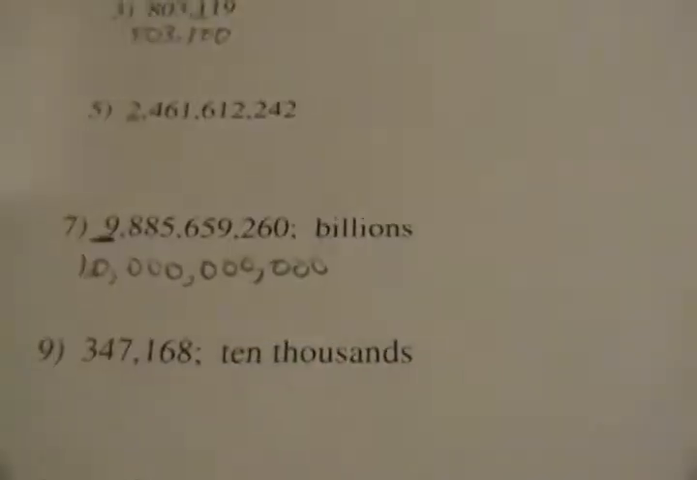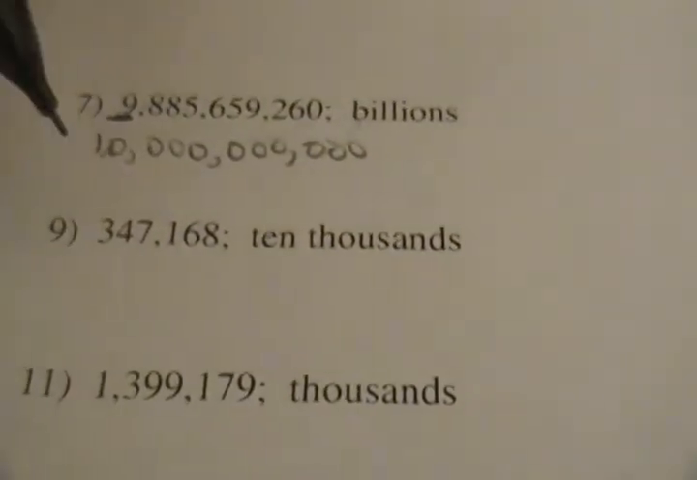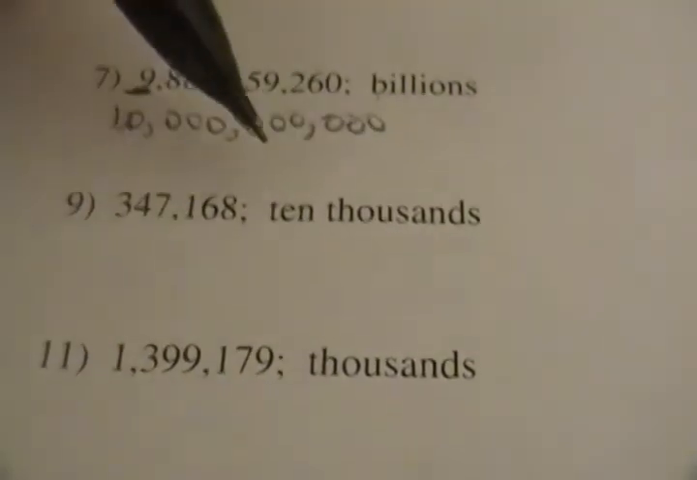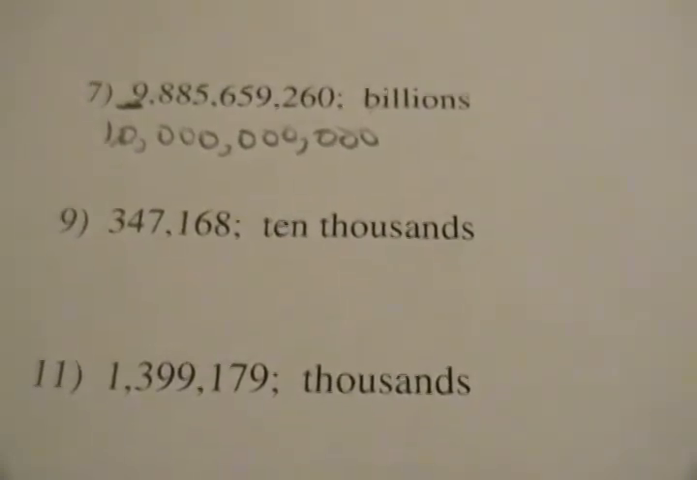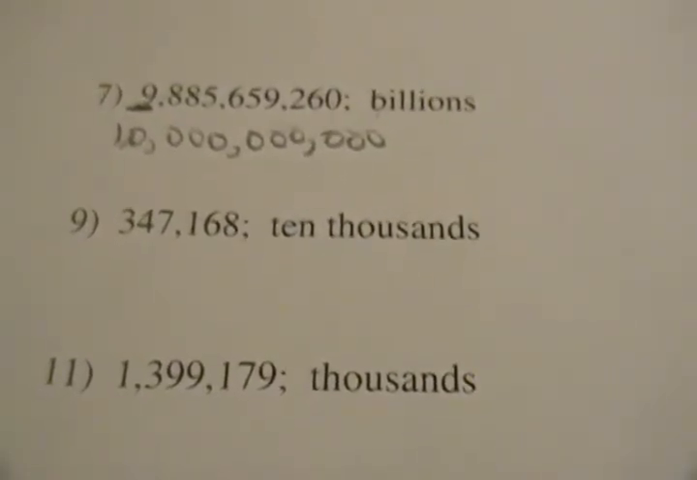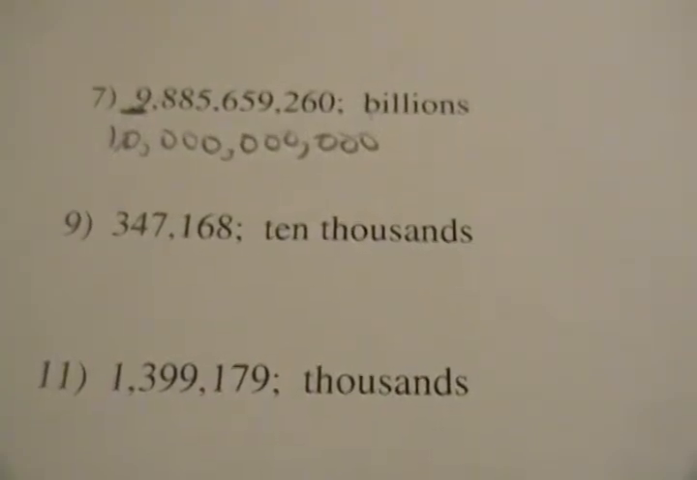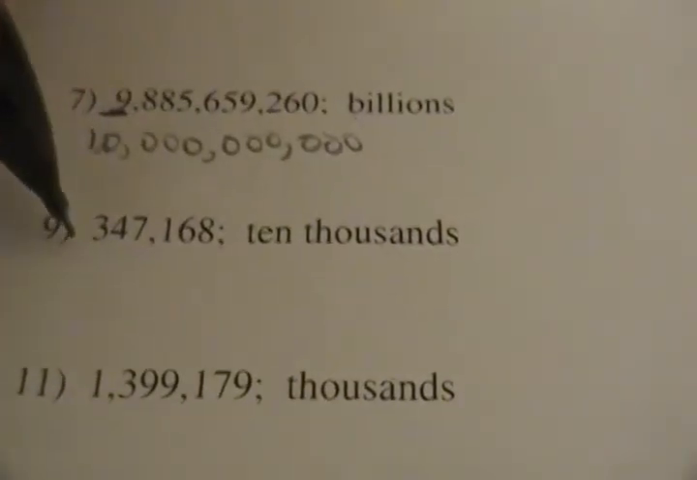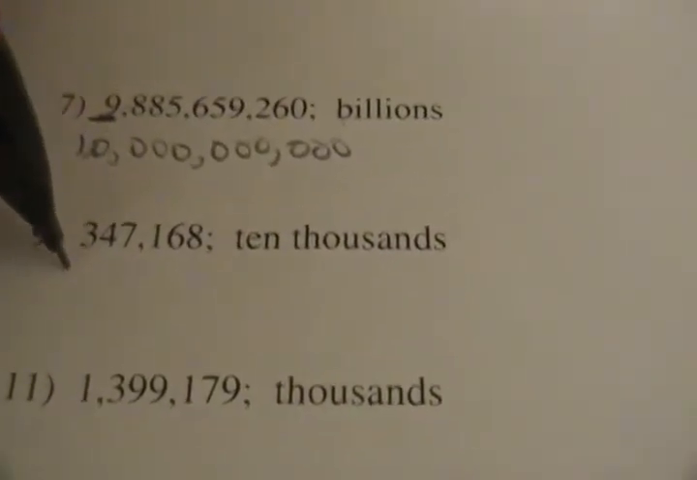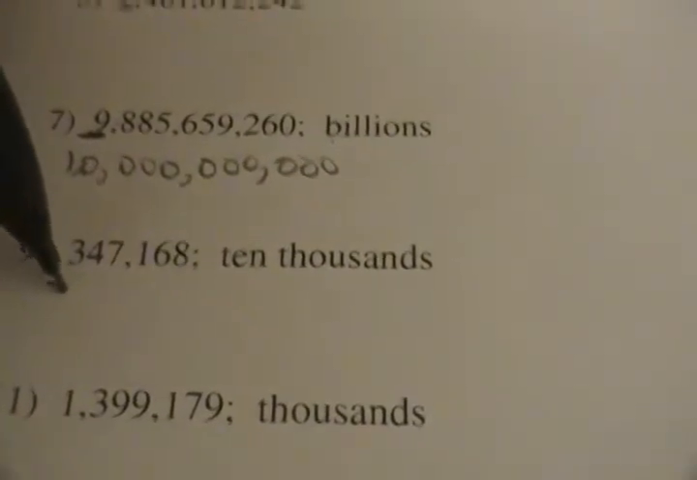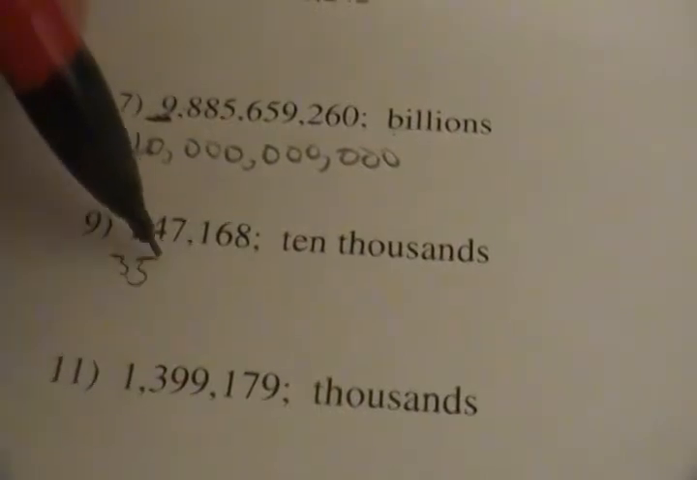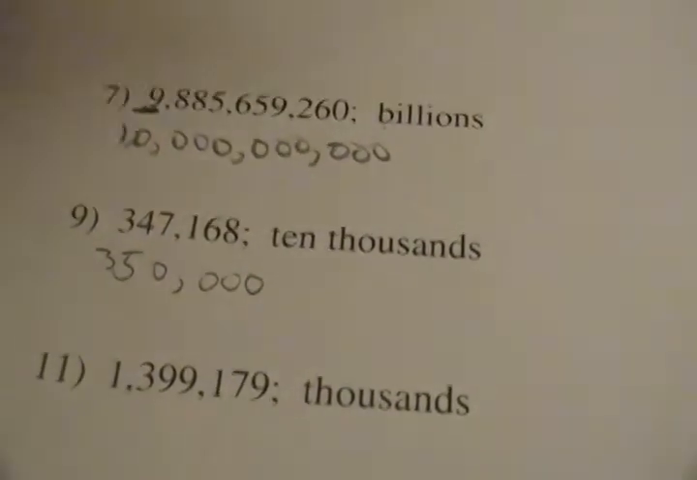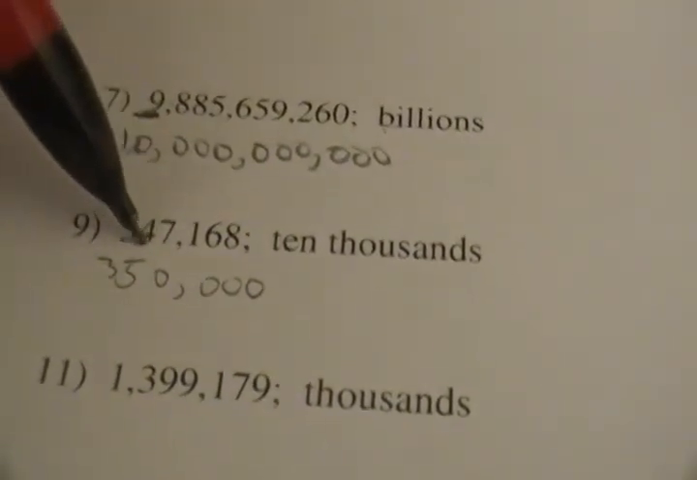Okay, now I want you to try the number below that. So 347,168. We want you to round to the 10,000s. Give you 7 seconds. Okay, so the answer is going to be, let's see, 350,000. Now why is that? Where's the 10,000s? It's right here, isn't it?